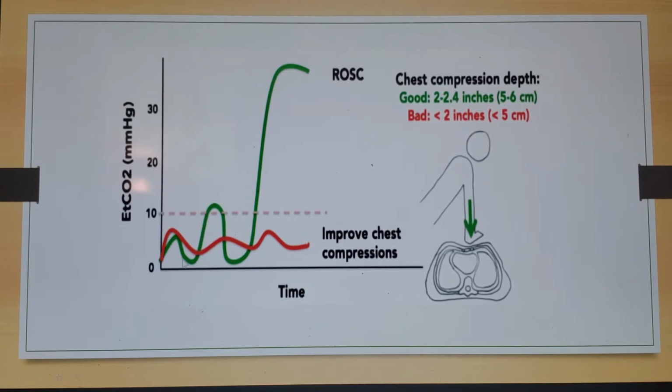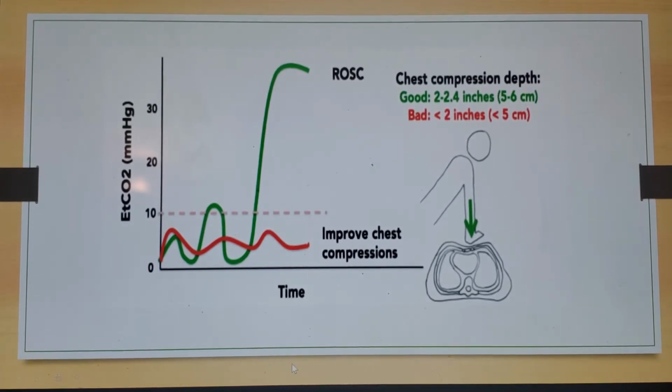So you've got a good CPR here, then you've got a good compression that gets over 10, then all of a sudden it shoots up to 30. That's when you have return of circulation. And like I said, it's time to stop CPR. And, if you're at a facility, plop the ultrasound on to see if they have a good heart squeeze.